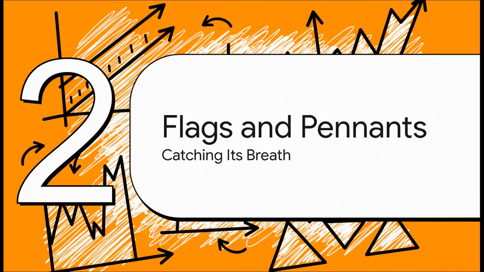Okay, let's move on to our next category. If triangles are kind of a slow coiling of energy, flags and pennants are the market taking a quick, sharp breath after an all-out sprint. These things are fast. They're short-term, rapid-fire patterns. And here is the one thing you absolutely, positively must see before you can even think about calling something a flag or a pennant. You need a flagpole.